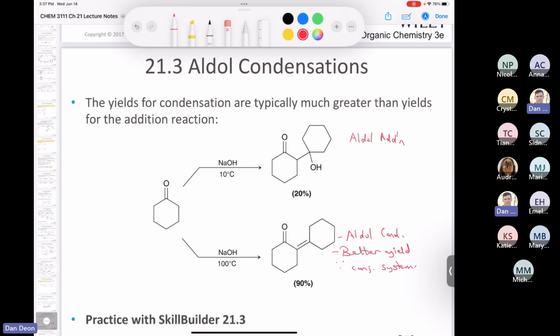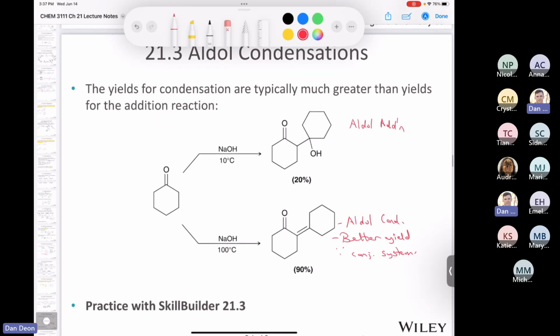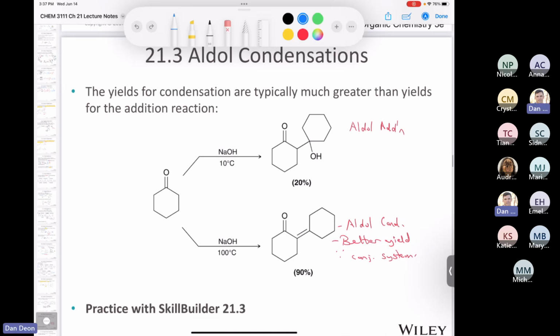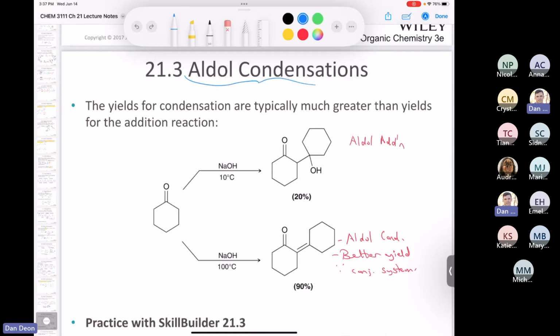And when it comes to drawing the products of an aldol condensation, I'm just going to put a box around, you know what, I'll do it at the top. Aldol condensation. If you want some practice on drawing the products of aldol condensations, it's covered in Skill Builder 21.3. It gives you a really great method of drawing the products of an aldol condensation. And I'm going to practice that with you. I'm going to give you some tips on how to do that.